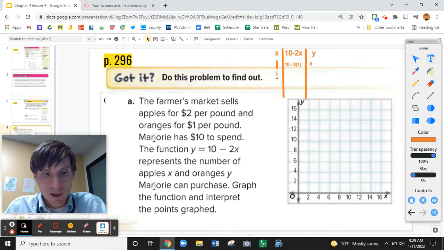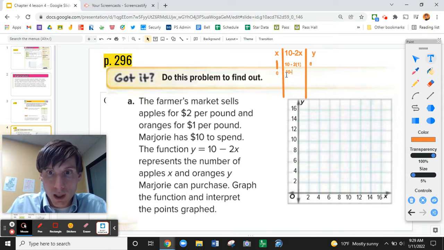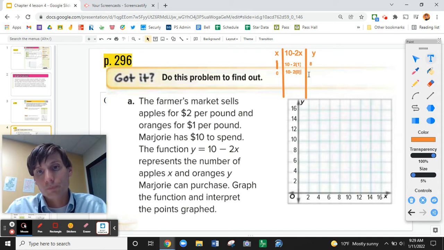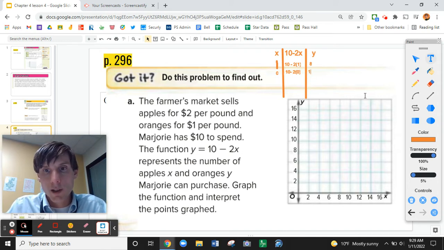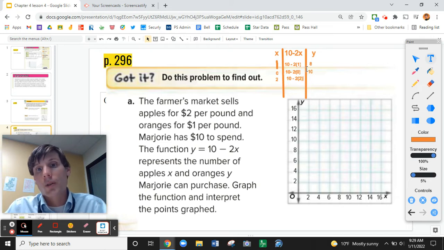Okay. I'm going to do 0 as well. Let's do 0. And then we have 10 minus 2 times 0. 2 times 0 being 0. So it ends up just being 10 for y. I'm going to do, let's say, a 2. So we have 10 minus 2 times the quantity of 2. 2 times 2 being 4. 10 minus 4 being 6.